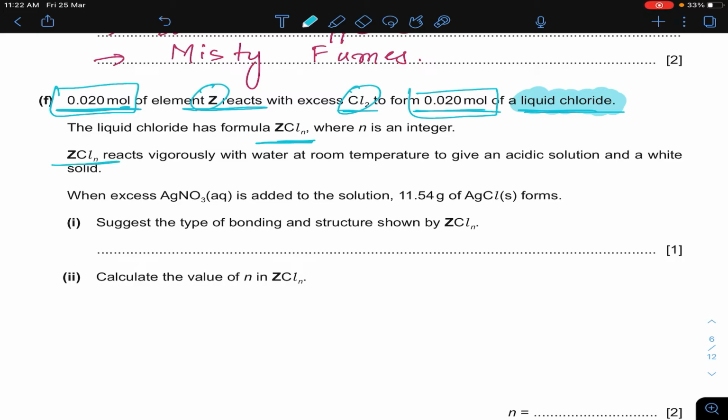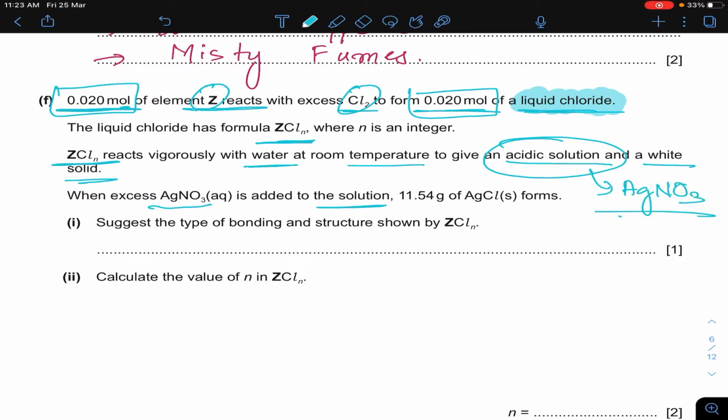ZClN reacts vigorously with water at room temperature to give an acidic solution and a white solid. When excess silver nitrate is added to this acidic solution, 11.54 grams of AgCl forms. So that means this acidic solution contains chloride ions. Suggest the type of bonding and structure shown by ZClN.